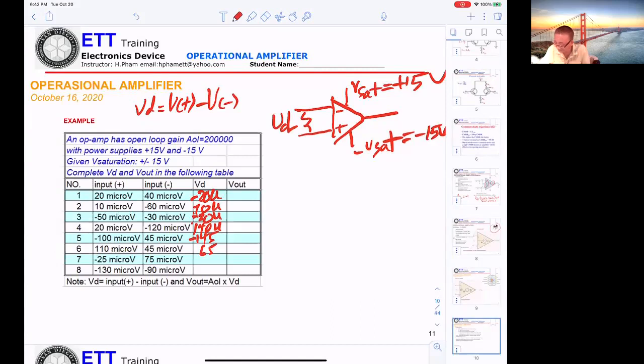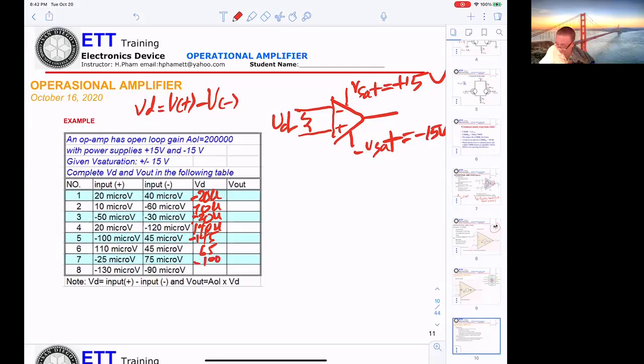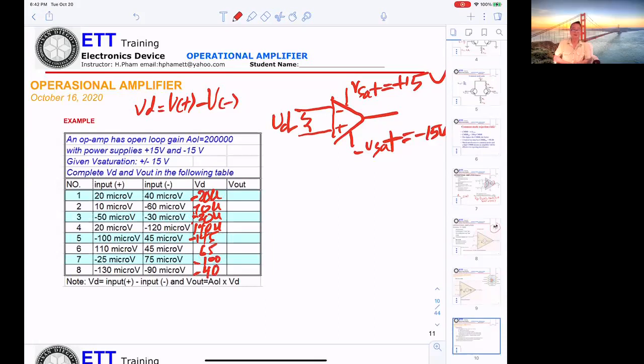Number 7. 100. Minus 100. Last one. Minus 40. Minus 40. Minus 40. Okay, that calculates the VD differential.